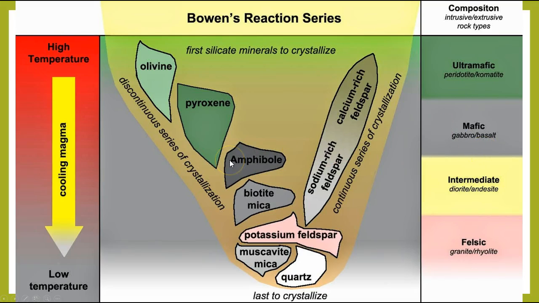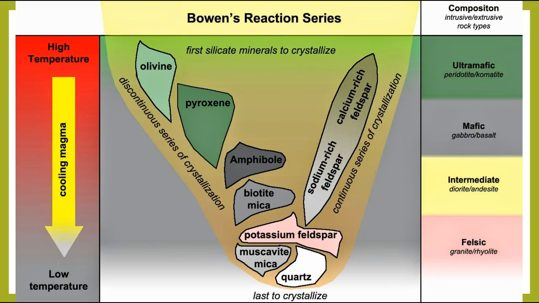As we move further down in temperature, we get crystallization of biotite, mica and sodium-rich feldspar. And these form our intermediates, which is our diorite and our andesite. As we go further towards low temperature, the last minerals to crystallize are potassium feldspar, mica, and quartz. And these form our felsic, I guess, composition of igneous rocks. Because quartz has the lowest melting point, it's therefore the last mineral to remain in the molten state.